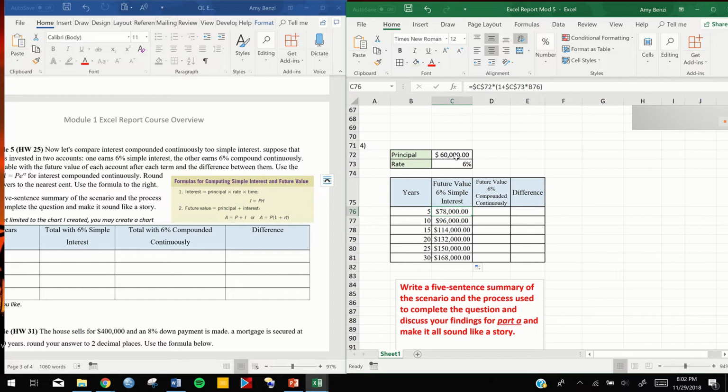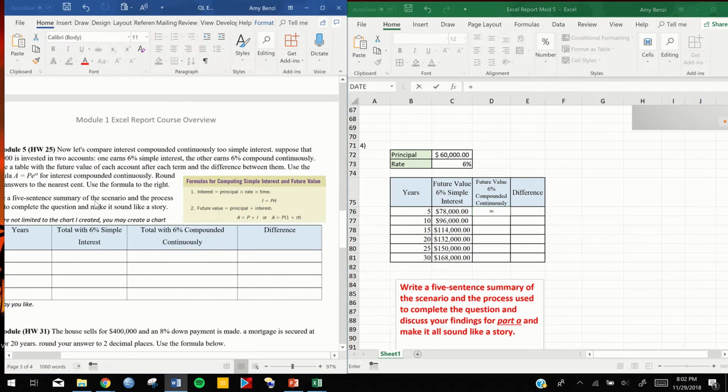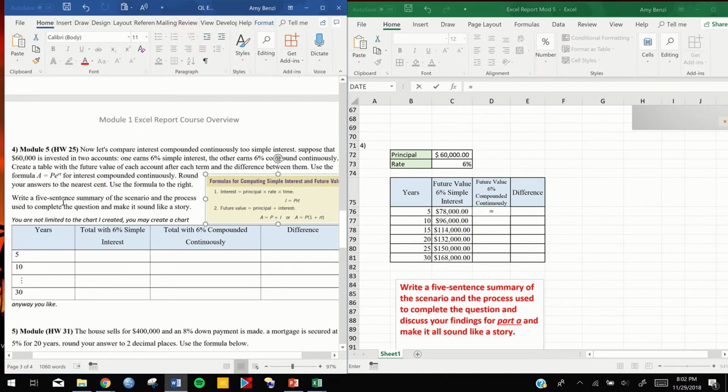I invest $60,000 and in 30 years, I've gained 108 grand. Pretty good, right? Well, that's simple interest. What happens if I use compound interest? Compound interest has a different formula, and the formula for that is given to us within the problem here.